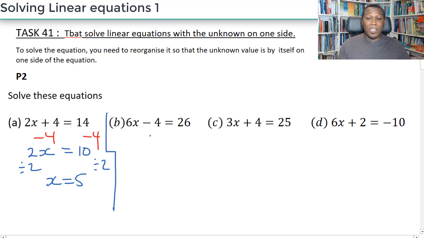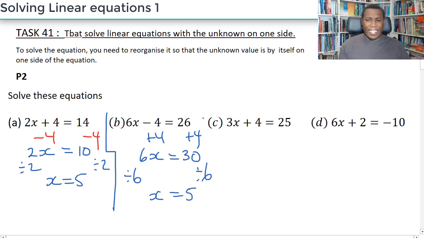I want to get rid of the minus 4. I'm going to add 4 to both sides. That means I get 30 on the right-hand side, and I'm going to have the 6x on the left. Then I will divide both sides by 6, and that will give me x is equal to 5 again. Interesting. And I check. 6 5s are 30. 30 take away 4 is 26.